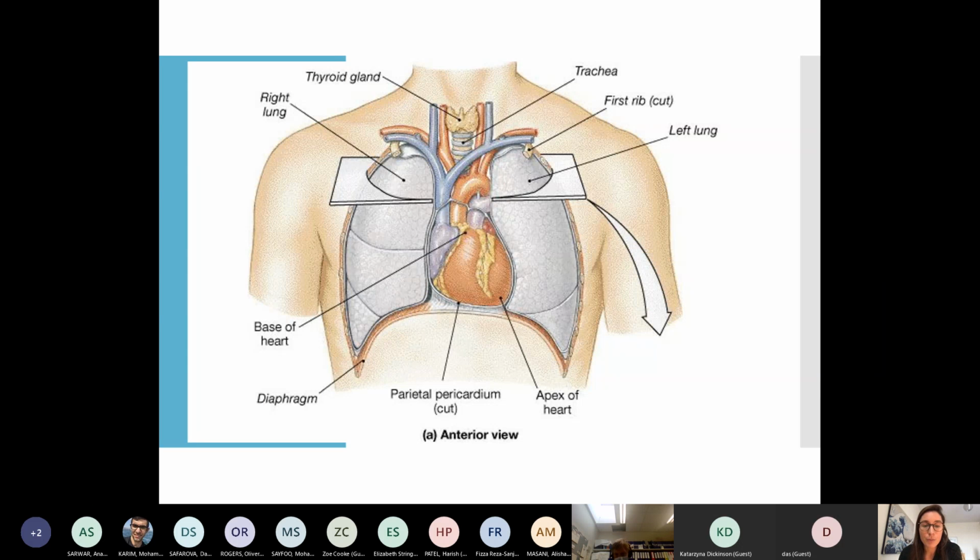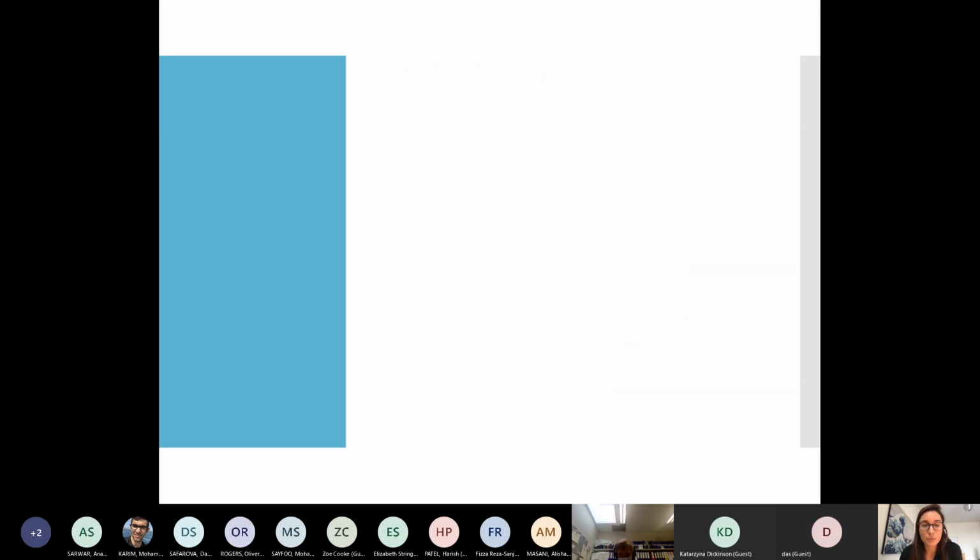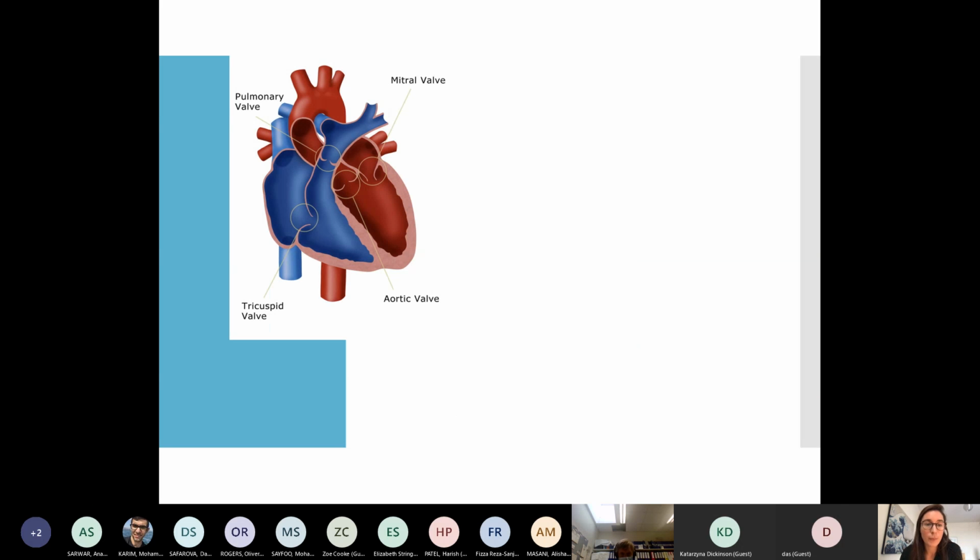So from the very beginning, this is the heart if you were to open the chest, and you can see that the right heart is anterior, so closer to the chest wall, and then the left heart and the aortic valve sits slightly behind the right heart structures. And again, that's clear here where you can see the bluer right heart structures overlying the redder left heart structures.